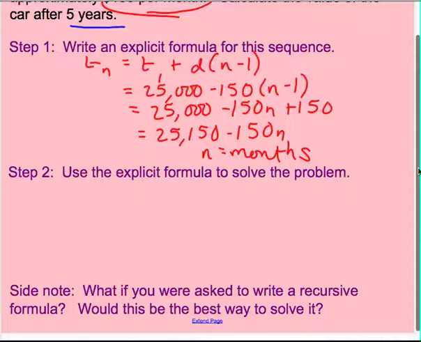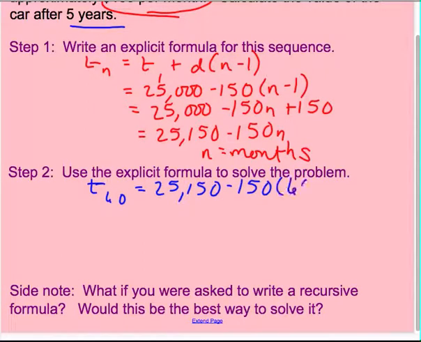All right, so our final answer would be T sub, let's see, 5 times 12 would give us 60. So we're looking for our 60th term. So that would be 25,150 minus 150 times 60. And I do not have a calculator in front of me, so I'm sure you guys can figure that out fairly easily.